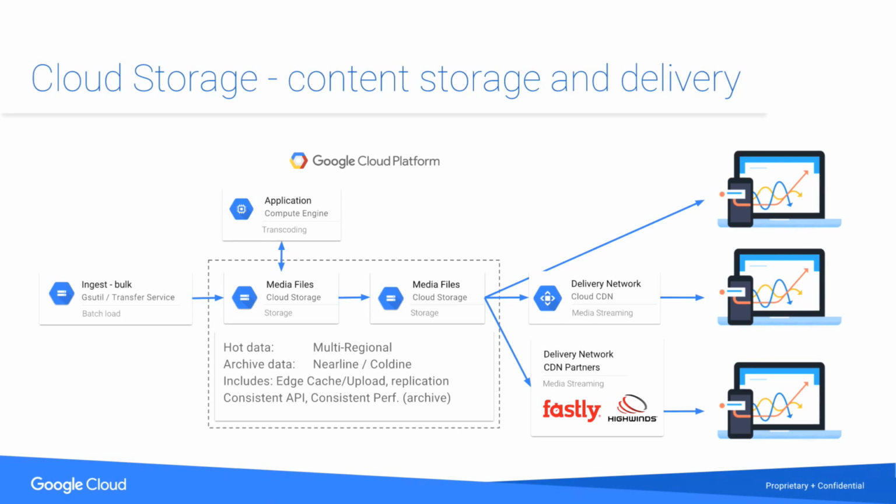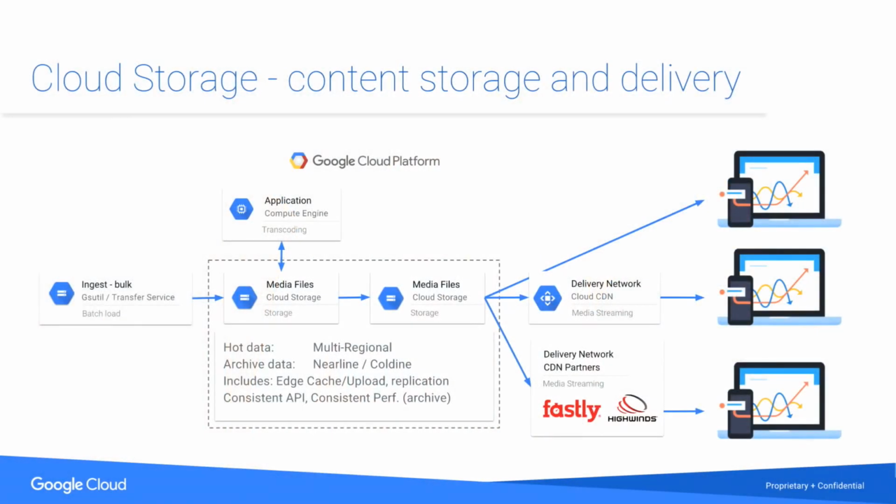As that data ages, it typically gets accessed less and less, which is why you can then set a process to push it into different tiers of storage. So if you're accessing it less than once a month, then you'd be putting it into something like nearline, and then with coldline, you're accessing it less than once a year.